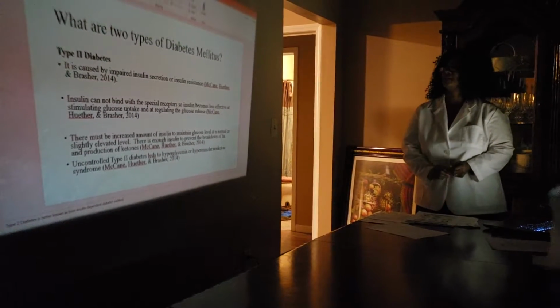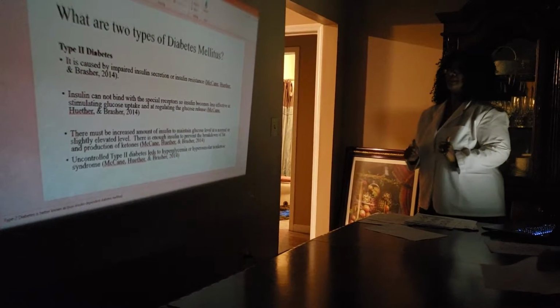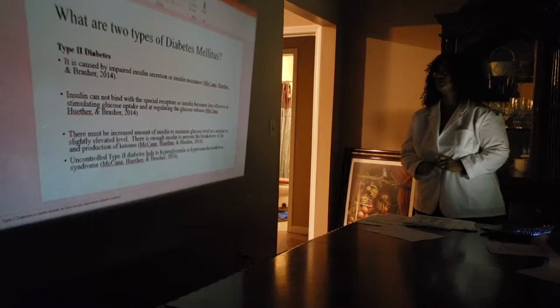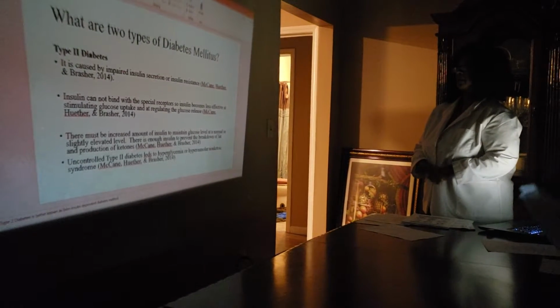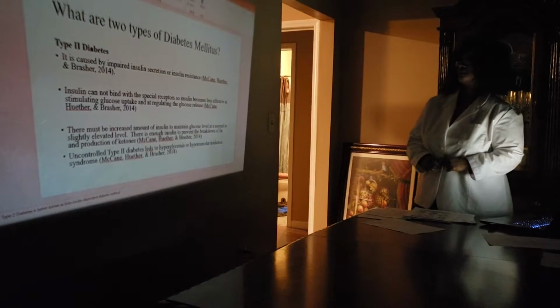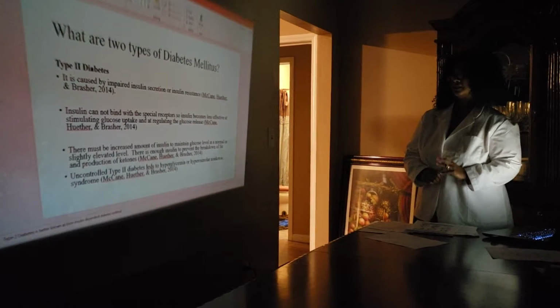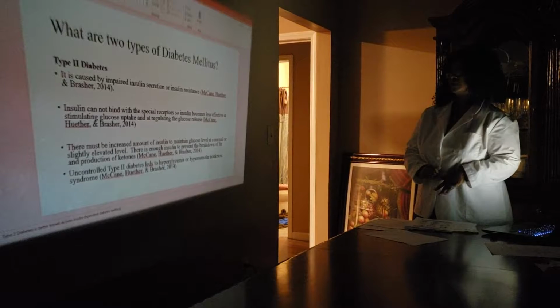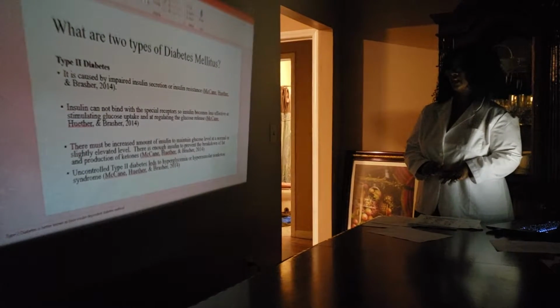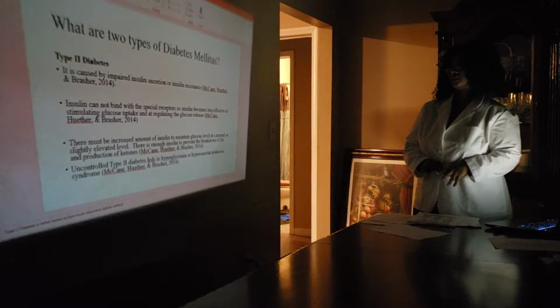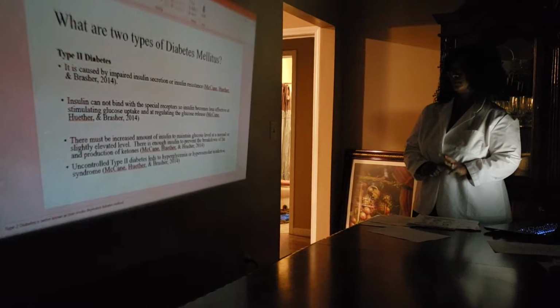What are the 2 types of diabetes? Another is type 2 diabetes. It's caused by impaired insulin secretion or insulin resistance. Insulin cannot bind with the special receptors, so insulin becomes less effective at stimulating glucose uptake and regulating glucose release. There must be increased amounts of insulin to maintain glucose level at a normal or slightly elevated level. There's enough insulin to prevent the breakdown of fat and production of ketones.